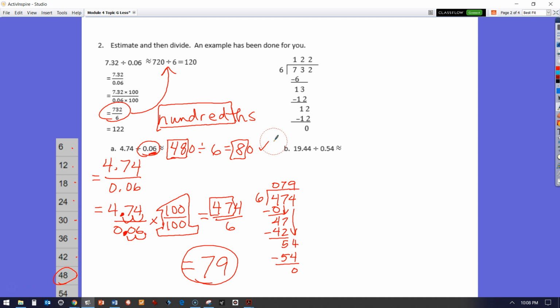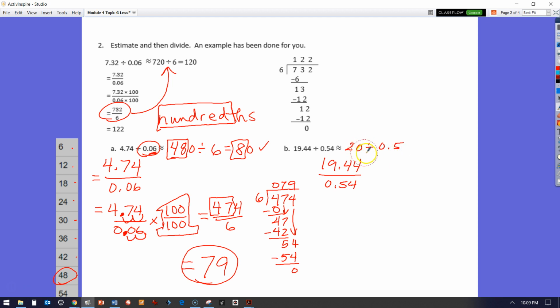All right, 2B. I have 19 and 44 hundredths divided by 54 hundredths. So I don't know my 54 times tables. All right, so this is where you could estimate and say, well, this is around 20 divided by 5 tenths.